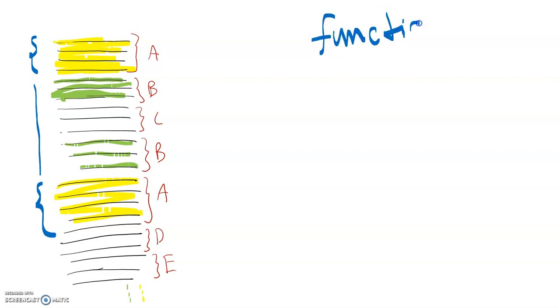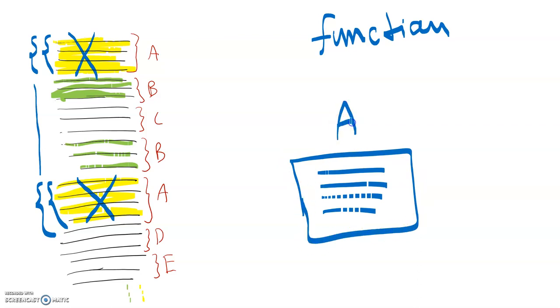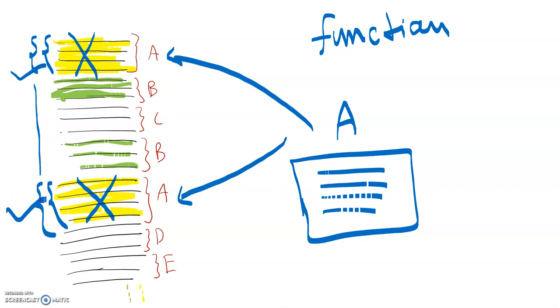We call it a function. Now what will we do? I'll write these 4 lines here, and I'll remove these lines from this section. I'll give these lines the name A, and simply call it at this location whenever it is required. So instead of writing the same lines again and again, whenever it is required, call it. This concept we call a function.